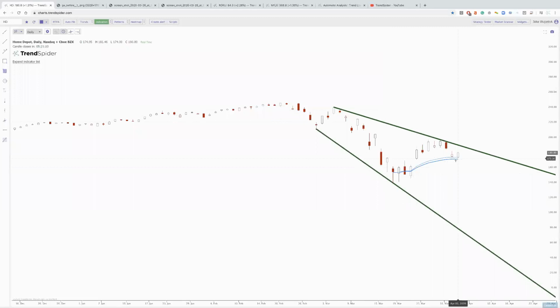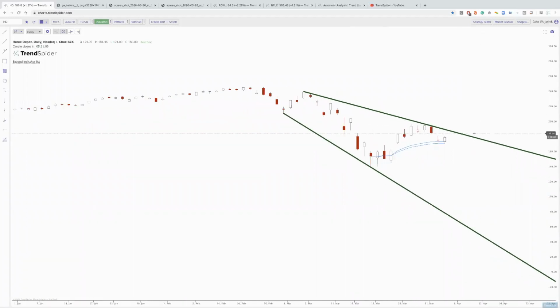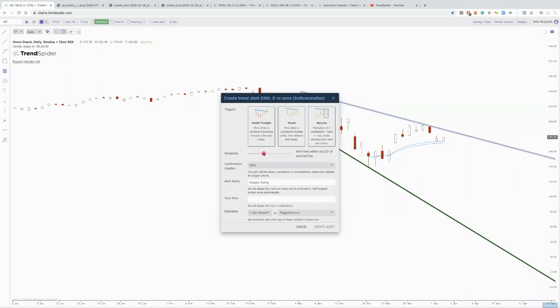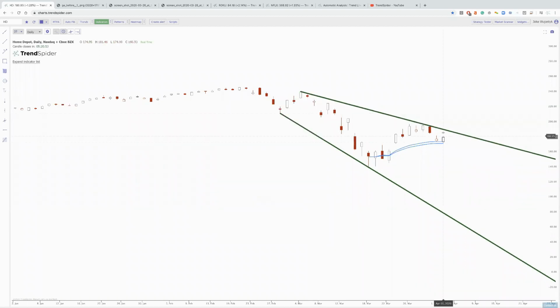And you'll see how well price is really respecting this area here. This may be a time for a move to test resistance above. That's when you come in, create an alert on the line, choose your sensitivity, and then move on with your day. And when the price gets to this zone, you either take your profits or whatever your plan is.